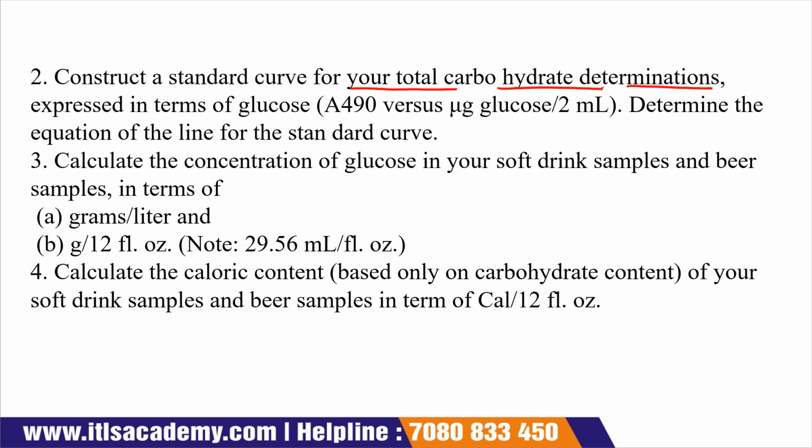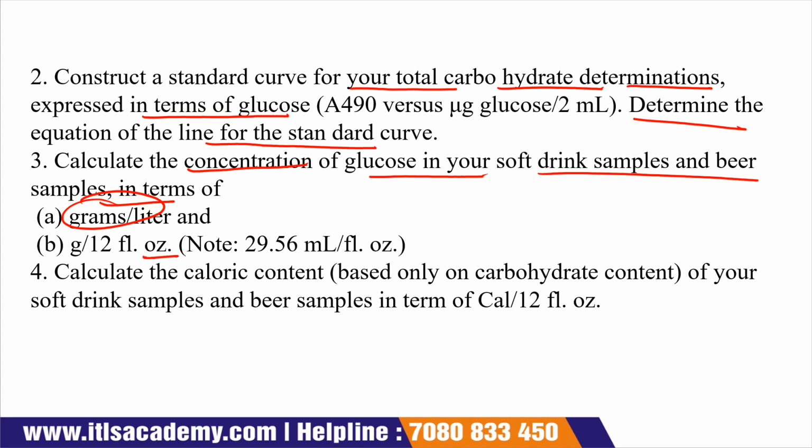We have to express it in terms of glucose. Then we have to determine the equation of the line for the standard curve, then calculate the concentration of glucose in your soft drink sample and beer, and we are calculating in terms of gram per liter and gram per 12 FL OZ. Note that 29.56 ml is equal to 1 FL OZ.